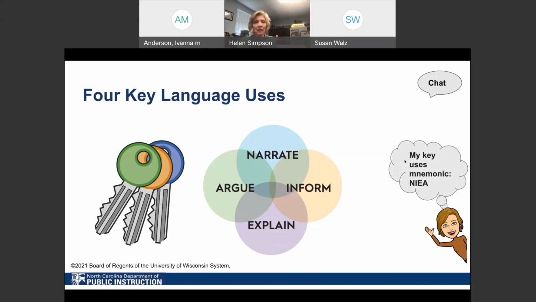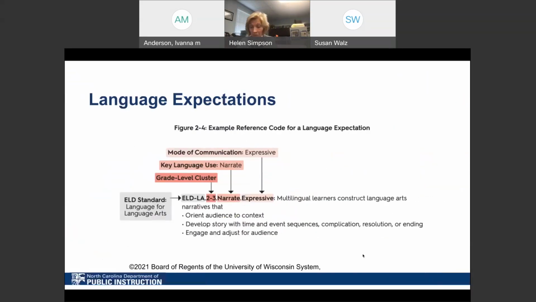And so in addition to the key language uses, nested under the key language uses are language expectations. These are new to the ELD standards. And if you notice, they look like typical content area standards. And so you'll see the notations.